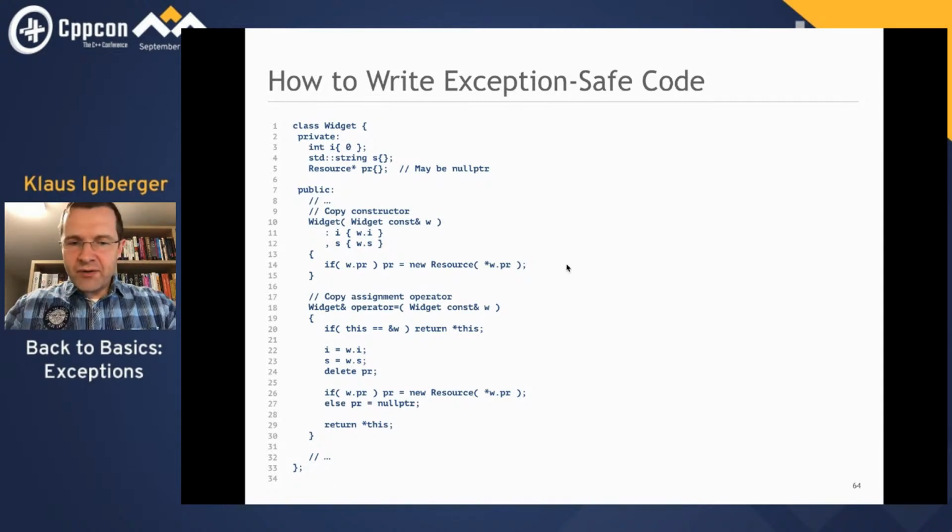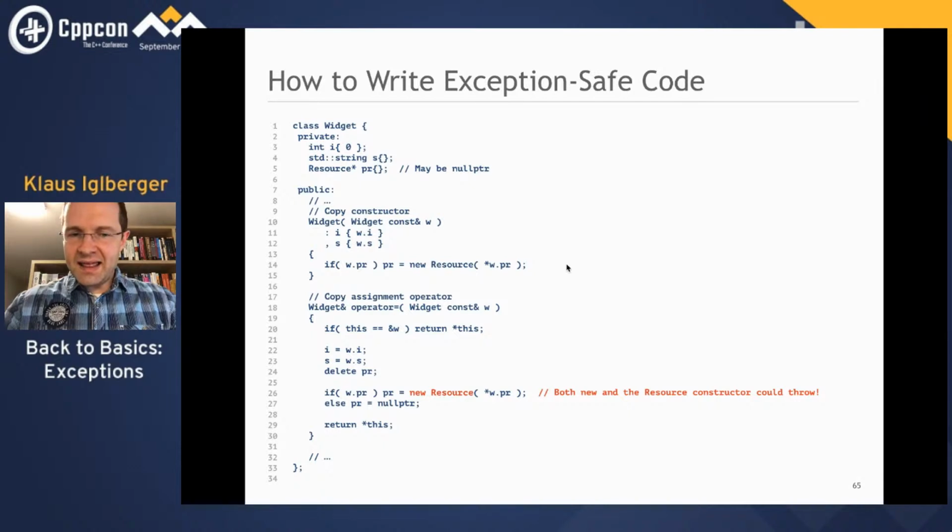You may anticipate, however, that this is not the end of the story, because this line here gives us a lot of trouble, potentially. New could fail. New could actually throw an exception because it is not able to give you enough memory. If indeed you don't have enough memory, you probably have totally different problems. This may be the one thing that you cannot really cope with. But also the constructor of resource might throw an exception.